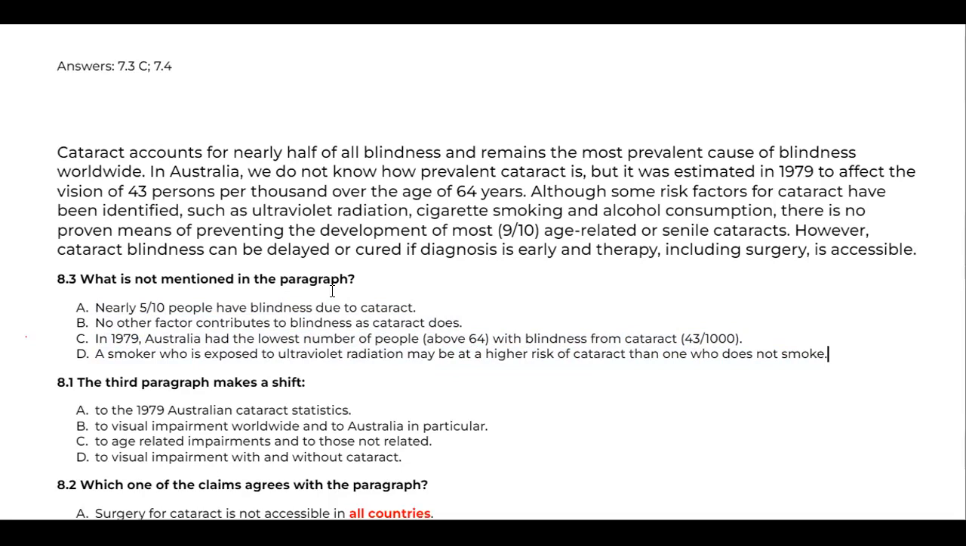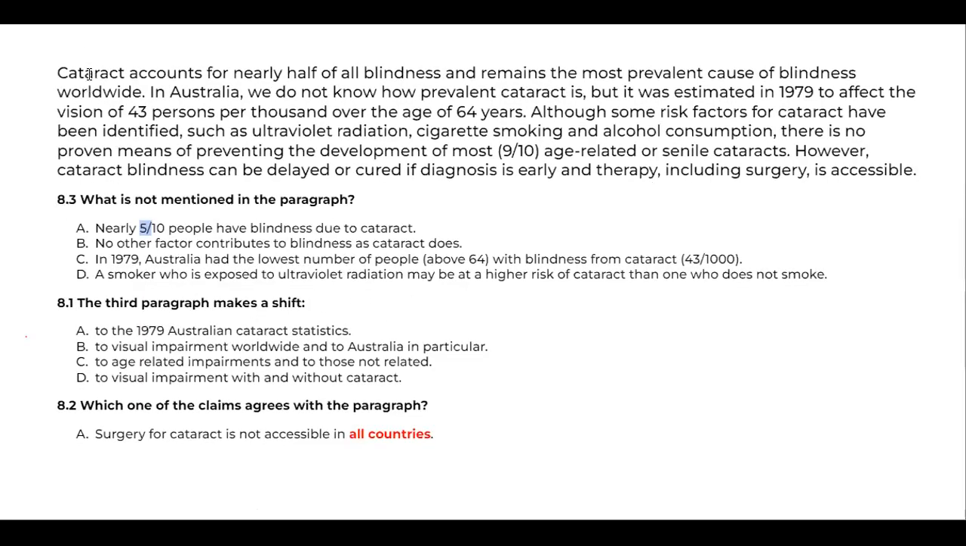If you have got the answer, good one. Nearly 5 out of 10 people have blindness due to cataract. Look at that one. All of you, please have a look at this. Cataract accounts for nearly half of all blindness and remains the most prevalent cause of blindness worldwide. This is worldwide, not about Australia. Because my statement is also what is not mentioned. Nearly people have blindness due to cataract in Australia. No, I didn't say that. So that means we need a general answer. So worldwide is a very correct answer there.